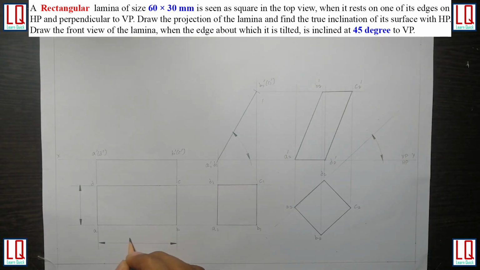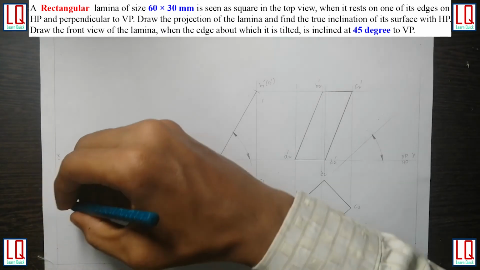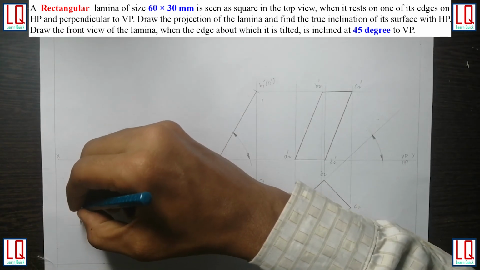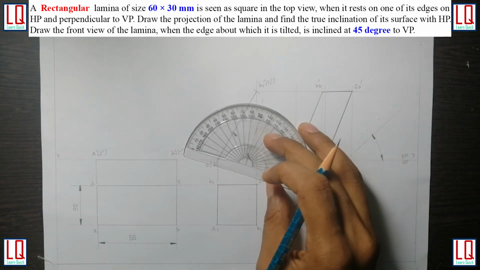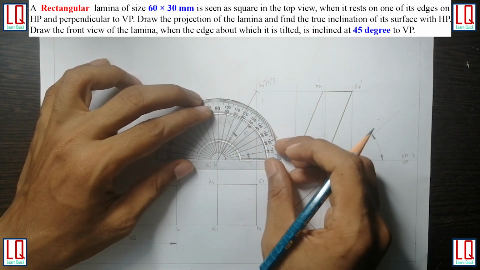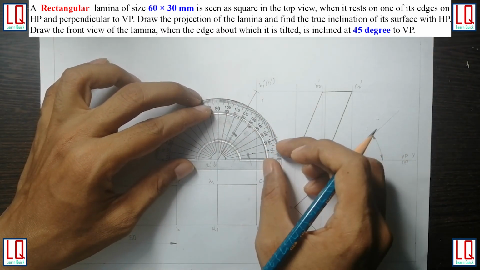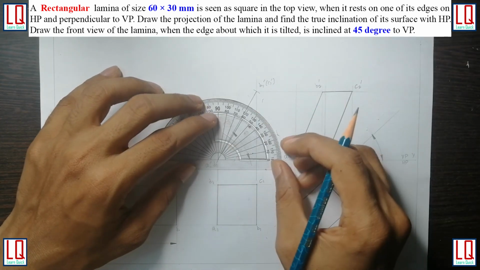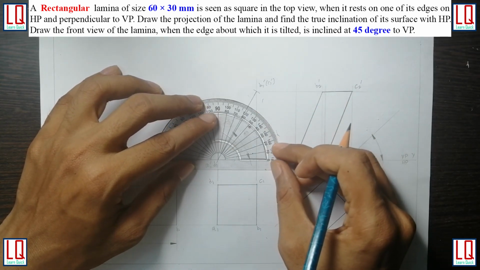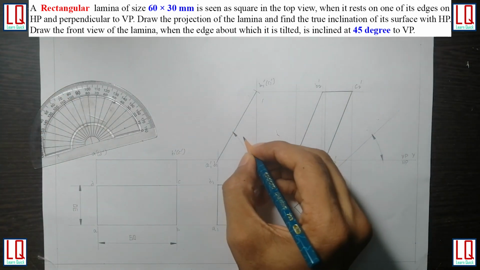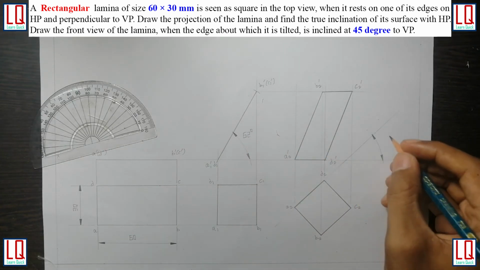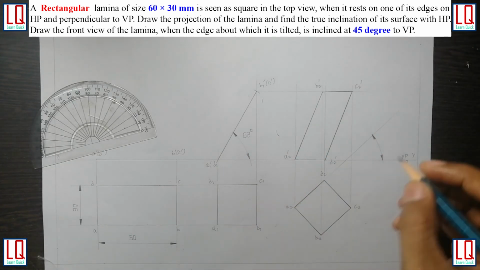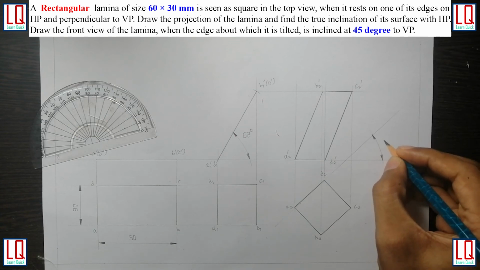So I mark here 60 mm, the longer side of the rectangle. The shorter side is 30 mm. The angle made in the front view by the rectangle, that is the surface inclination to the HP, is unknown. So now we measure it, and I obtain 62 degrees. So I mark here 62 degrees. The inclination of the resting edge is given in the question as 45 degrees.